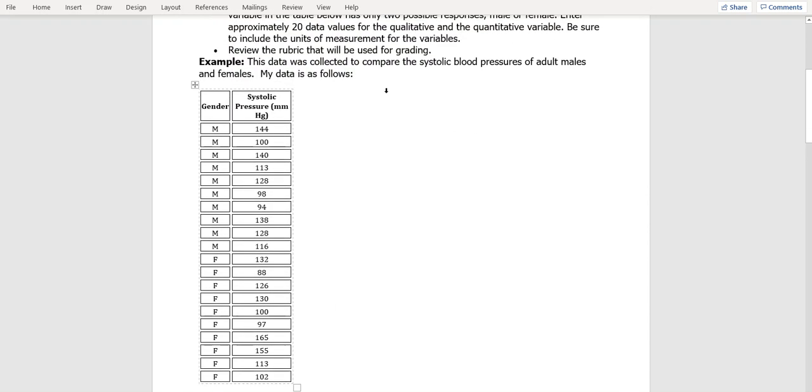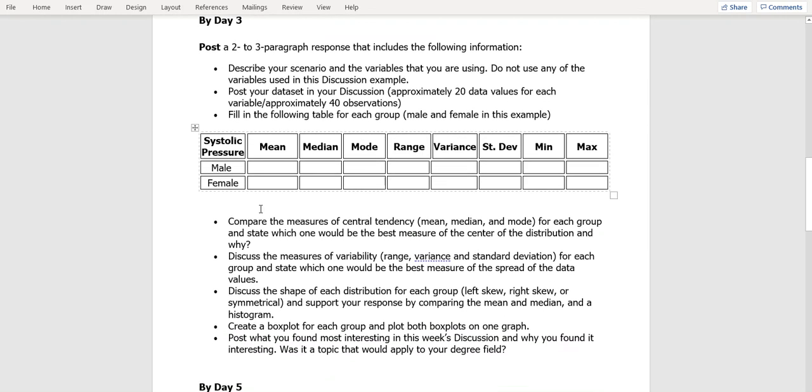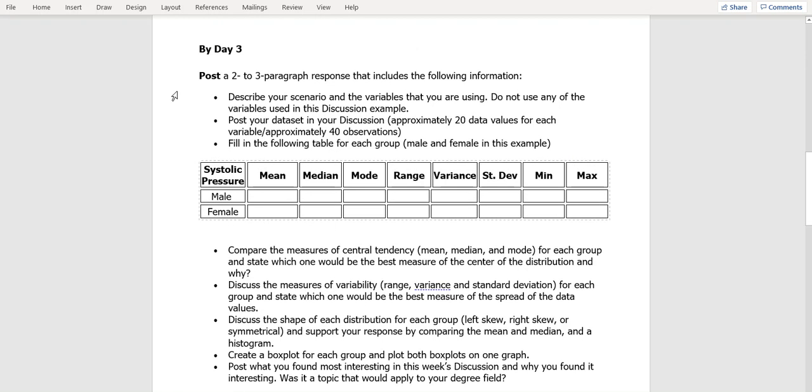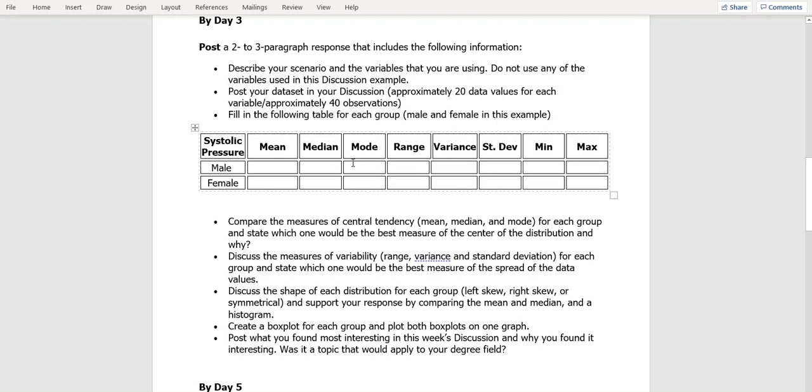Now you're going to have your data table in your discussion. You're also going to have another table that's going to look exactly like this. Okay. And you're going to fill in the numbers. So these are the measures of central tendency, the mean, the median, and the mode. And these are the measures of variability, the range, variance, and standard deviation. And you could think of the minimum and maximum, but those basically are how you get the range, the maximum minus the minimum. And you're going to do that for each group. So that means you have to separate those. Male, you're going to do that. And then for females, you're going to also have their own. So it's kind of like you're working with 2 separate groups.